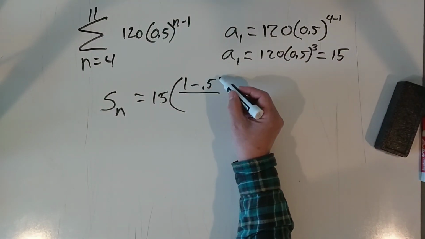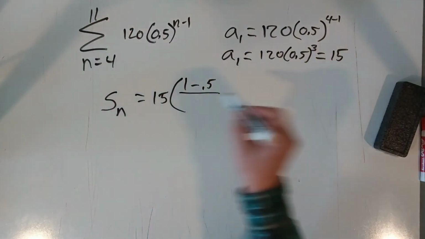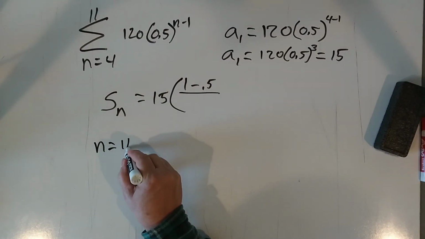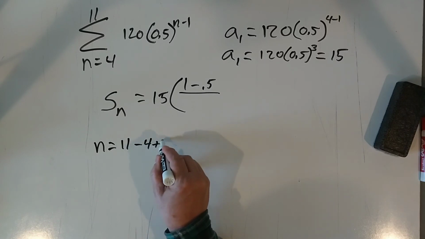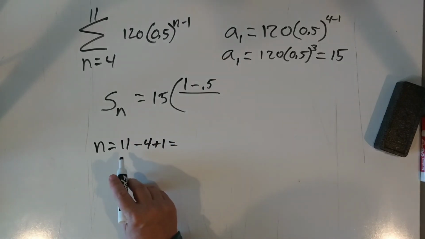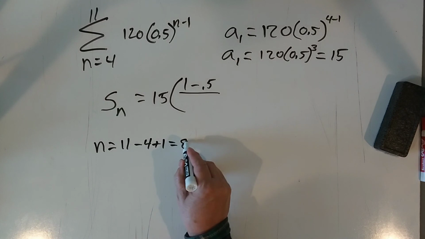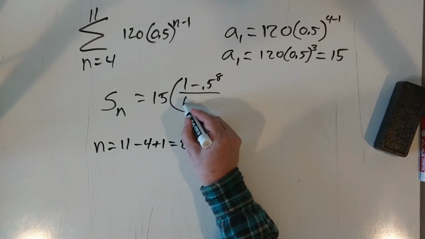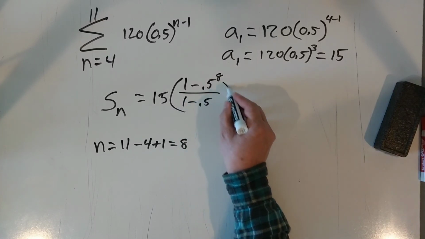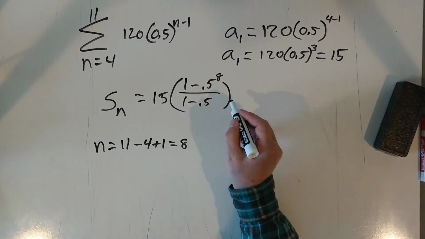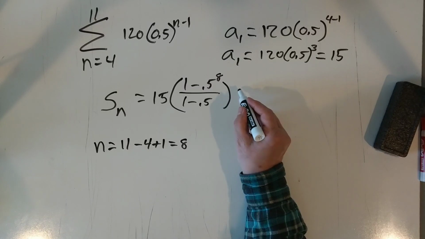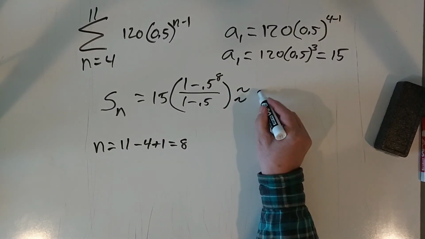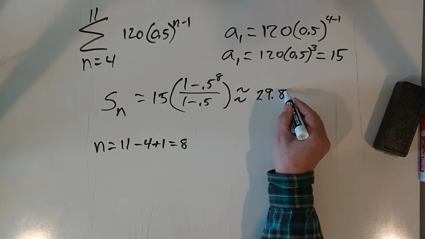But what is n? N can be figured if you take the top number minus the bottom number plus 1. And that comes out to be 8. So this is to the 8th power, and I have 1 minus 0.5 on the bottom. Again, if you use a calculator, this comes out to be approximately 29.88.